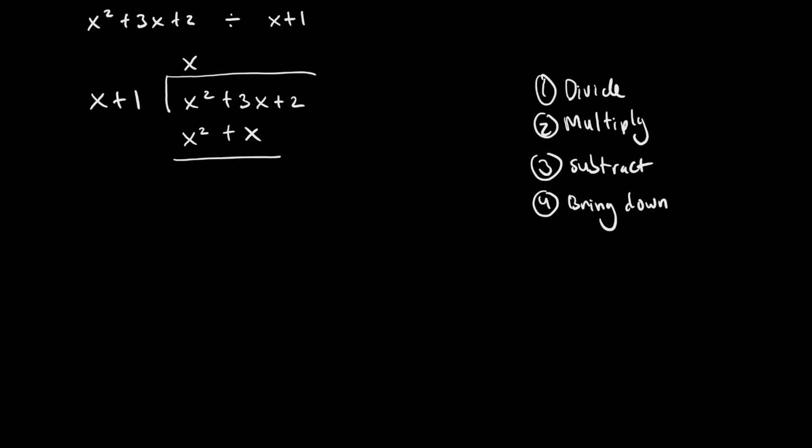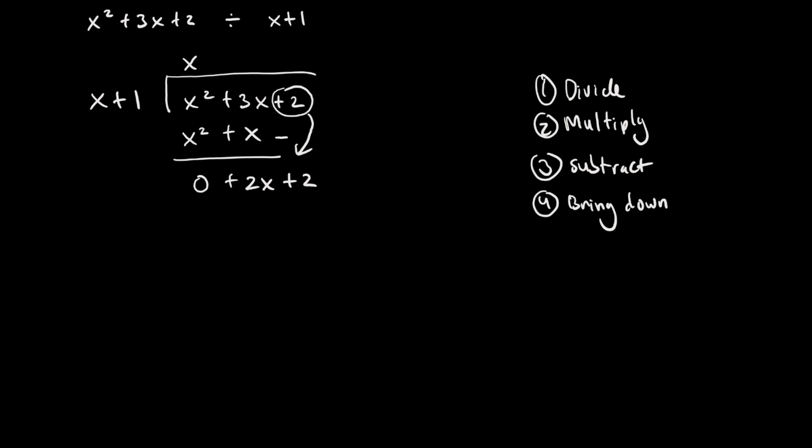Then we go ahead and follow the third step, which is to subtract. So x squared minus x squared is going to be 0. And then 3x minus x is going to be plus 2x. Afterwards, we're going to follow the fourth step, which is to bring down. So the thing we can bring down is the plus 2. So we're going to go ahead and bring that down. So just like that.